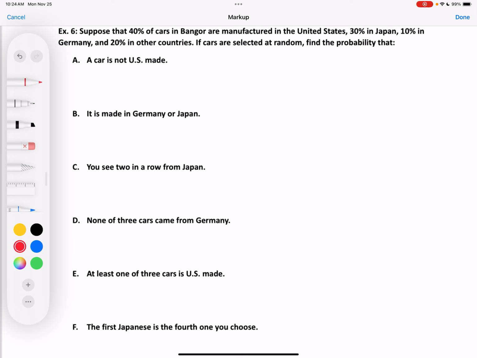So, we want to subtract off all the things that are outside of the U.S. Basically we can do 1 minus the probability of the U.S., which is 1 minus 0.4, which is 0.6. And remember, probabilities are decimals, even though it's tempting to write them as percents because they gave us information in percent.